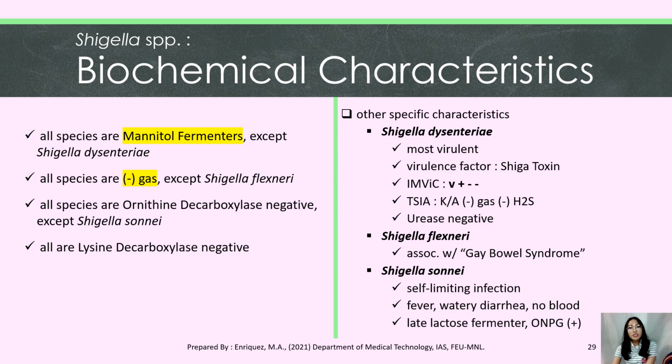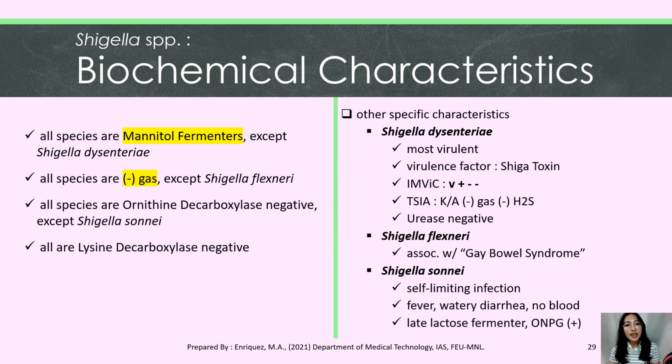Let us first look at the general biochemical characteristics that is applicable to all the 4 species. Tapos tingnan natin kung alin po yung mga exemptions. So all Shigella species are mannitol fermenters except for Shigella dysenteriae. Next, all Shigella are negative for gas production except Shigella flexneri. So ang Shigella flexneri is positive for gas production.